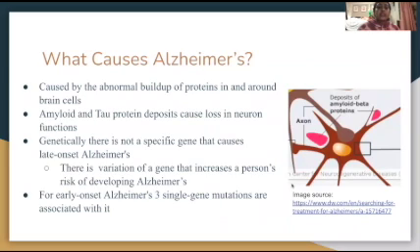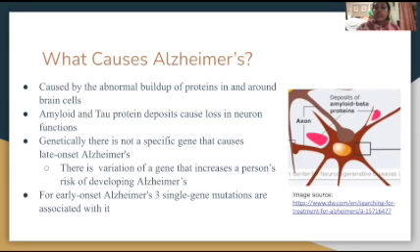So what causes Alzheimer's? Alzheimer's is caused by the abnormal buildup of amyloid and tau protein deposits. Amyloid protein deposits form plaques around the cells, while tau protein deposits form tangles within a cell. These deposits cause loss of neuron functions like neuron communication and metabolism and repair.